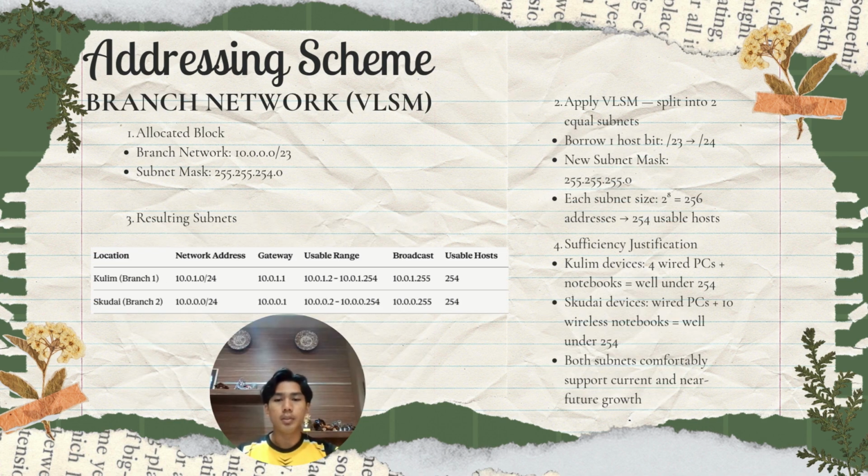For the branch offices, we use the 10.0.0.0/23 network. By using VLSM, we split this into two equal /24 subnets. Now Kulim is assigned the 10.0.1.0/24 network, and Skudai uses 10.0.0.0/24. Both provide 254 usable addresses, which comfortably covers all devices in both branches.